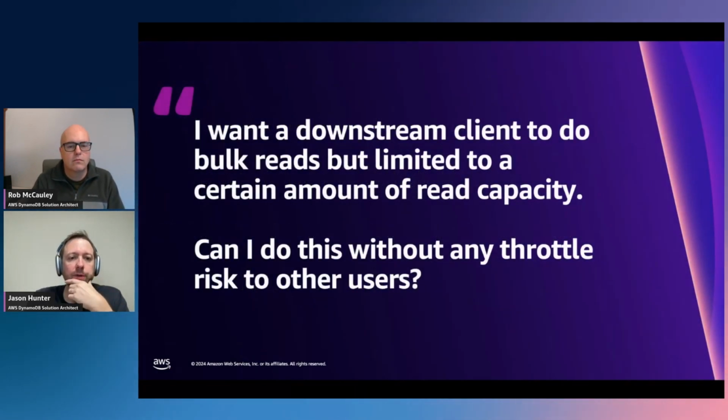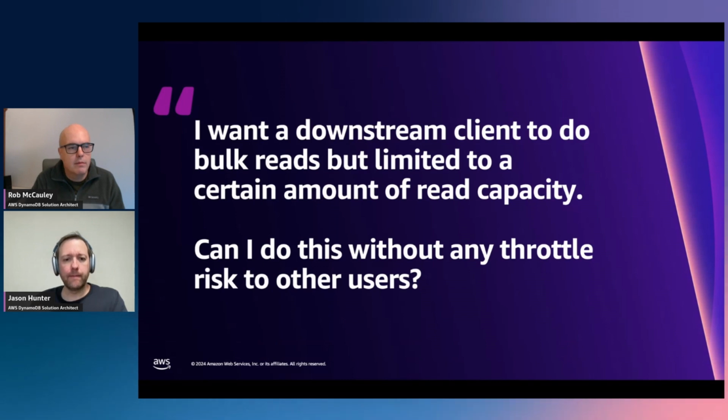Here's another amuse-bouche one. I want a downstream client to do bulk reads, but limited to a certain amount of read capacity. And I don't want to risk throttling other users. Well, that's a good one. Yeah, we don't want to take away from production traffic. We do want to maybe do some analysis or a separate job.